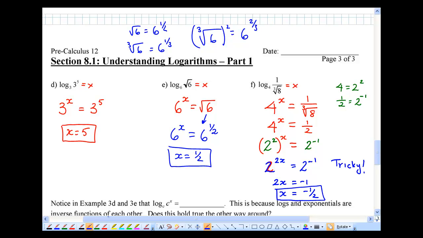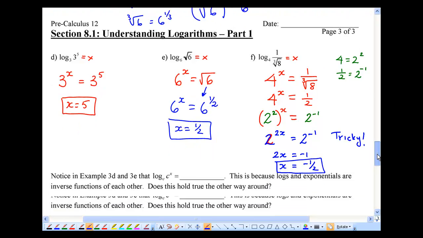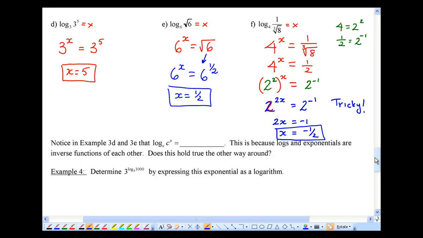All right. So you evaluated your first 6 logarithms. Remember, logarithms are just exponents. Now, I want you to notice something, example 3D and 3E though. These were questions in the form log base c to the power x. Notice the log and the exponentials are back to back here. Well, what happened in both of these cases? The answers were 5 and 1/2. Where did the 5 and 1/2 come from? That was the exponent on 3 to the power 5, and that's the exponent on the root 6. So it seems to be that if I have log base c of c to the power x, that just equals the exponent, x.